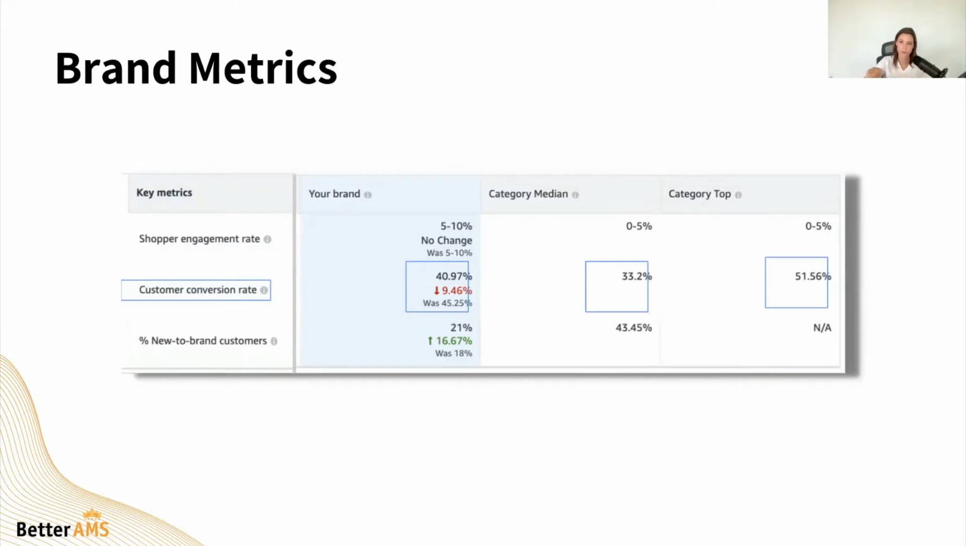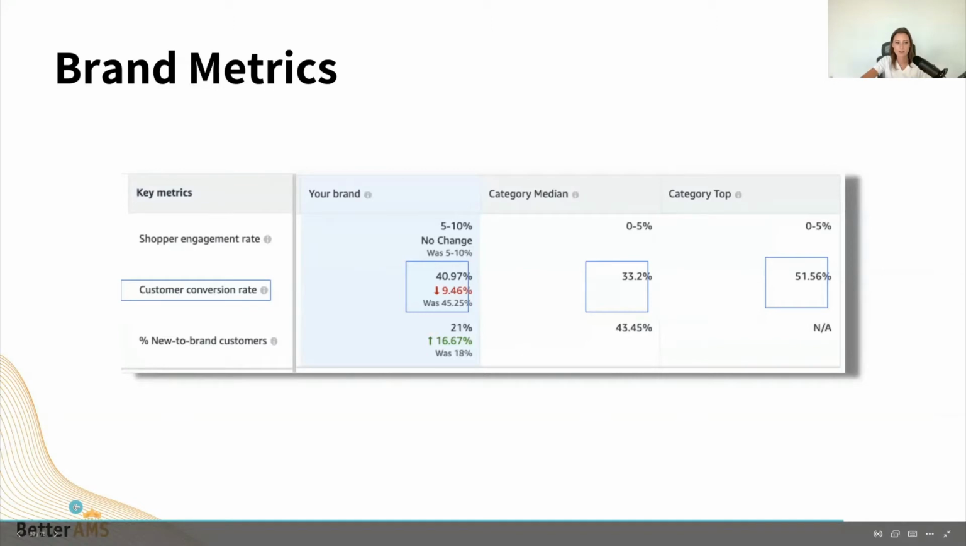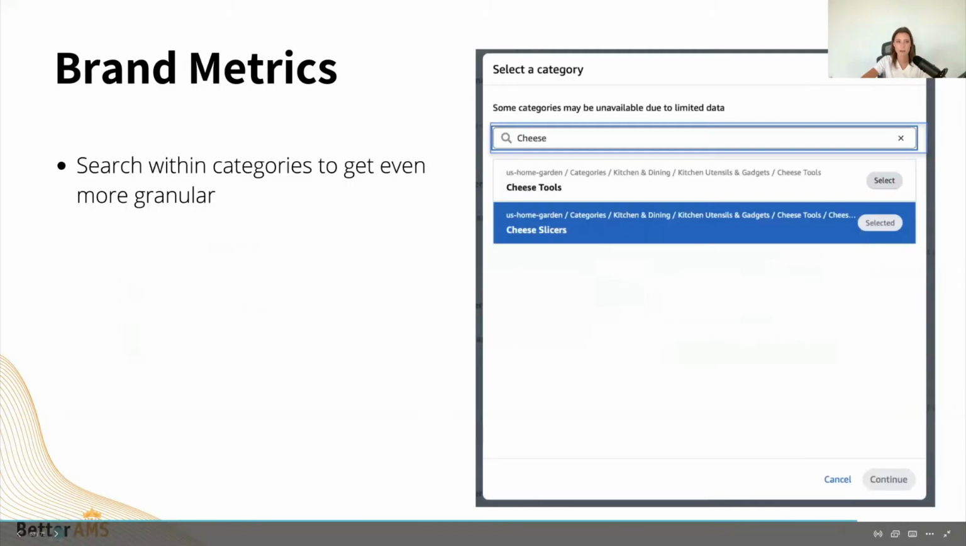My little blue squares are off, which is driving me insane. But as you can see for this brand, 41% conversion rate, category average is 33, category tops 51. That helps us benchmark a lot when it comes to advertising decisions. If I see my average conversion rate is a lot lower than category, I shouldn't be spending more money. I need to fix my root problem, which is conversion rate, before anything else. So this is an amazing view to help us make better decisions.